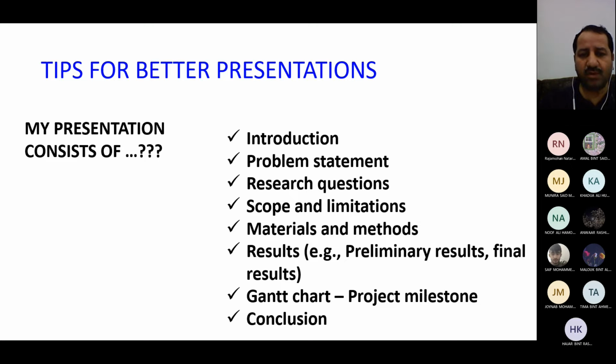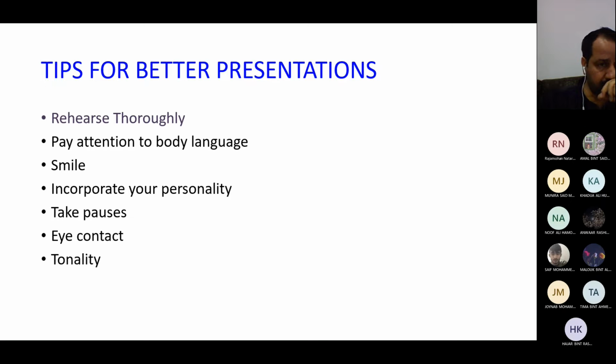This gives you more credibility because you are honest here, telling that this is my limitation, this is my scope, I don't want to go out. Then materials, method, results, and discussion, and a Gantt chart that focuses on the milestones in the project.